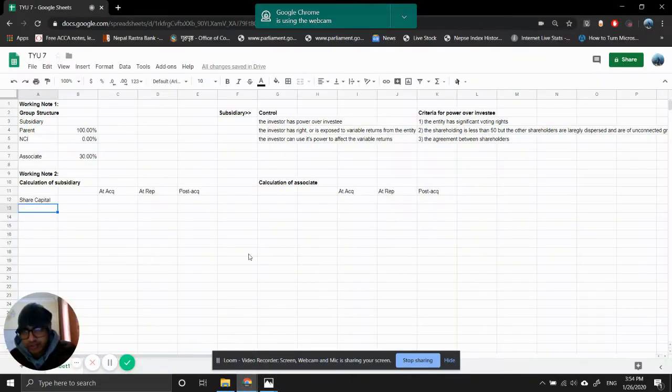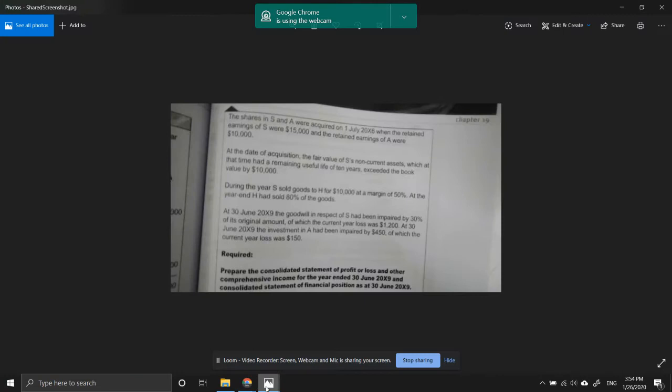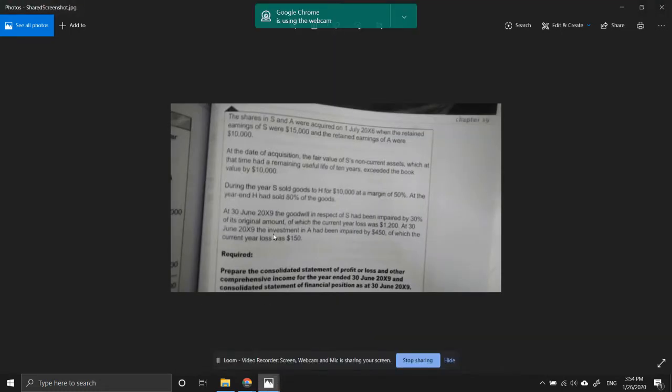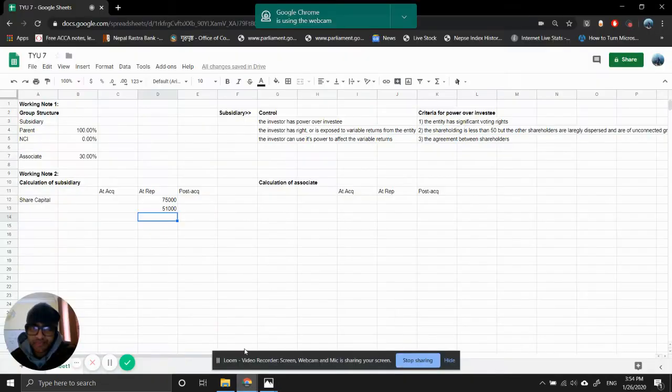75 and then 51. So 75,000 and 51,000. Is this figure in thousands? No, it's not in thousands. What else? Has there been any fair value adjustment? Yes, there is a fair value adjustment. The remaining useful life of 10 years exceeded the book value by 10. And what was the retained earnings? It was 15,000 and then it improved to 51,000. And then the fair value adjustment, which is for plant I guess, and then depreciation.